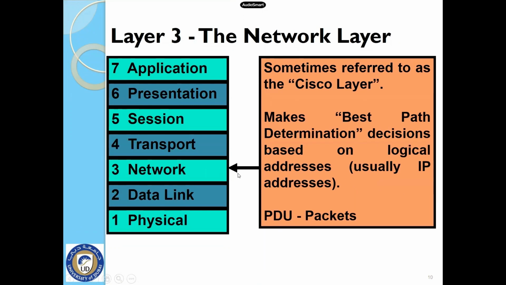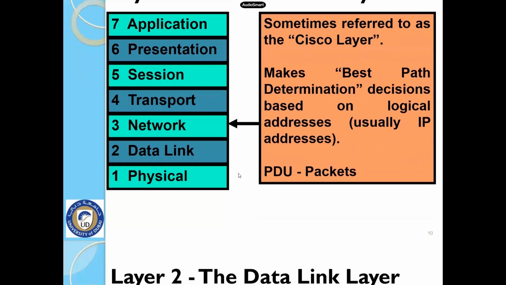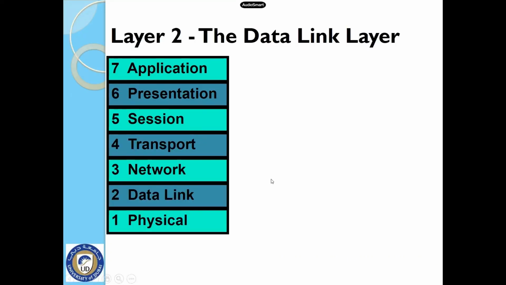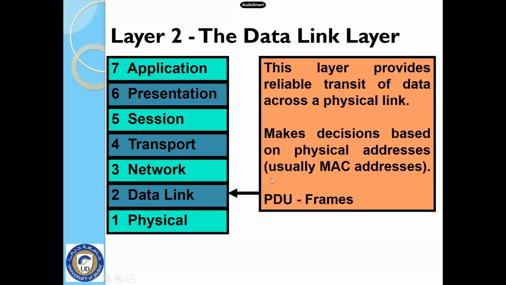Okay, so the network layer determines the path. Data link: think about the data link as the post office. Now it has the data, it's ready to send it. So this layer provides reliable transit of data across a physical link. Again, think about the data link layer as the post office. It got the message, now it's ready to send it.